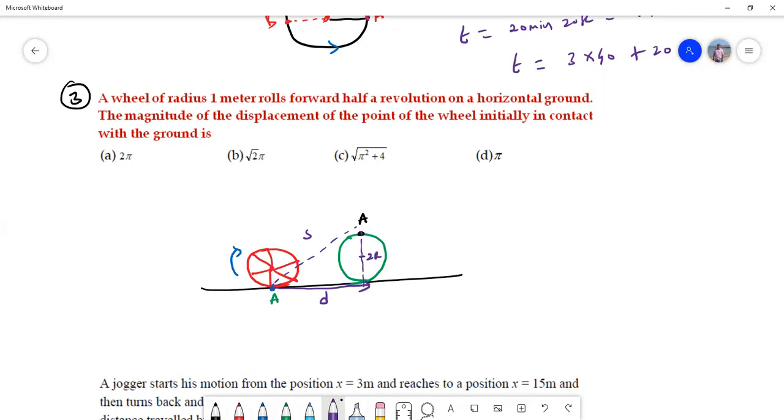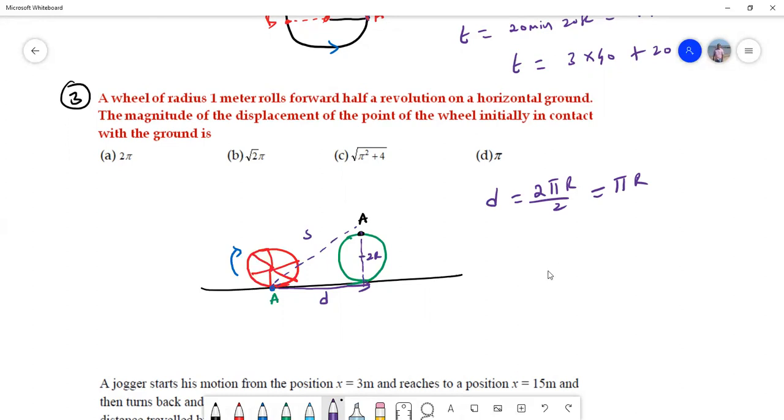Right. So for one rotation, what is the distance covered? Half revolution means 2 pi r by 2, where 2 pi r is the total circumference. That is pi r. So in this case, the distance covered is pi r, because it moved for half a revolution. For one complete rotation it is 2 pi r, for half it is pi r.